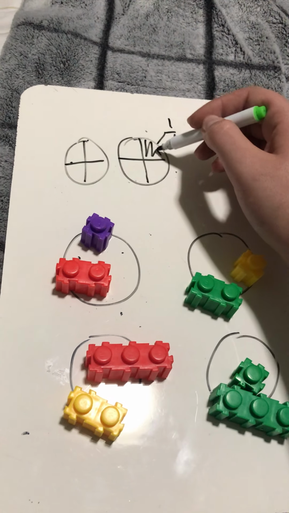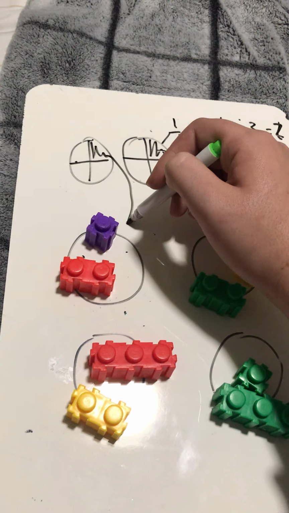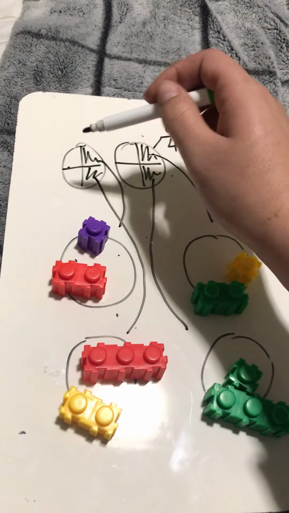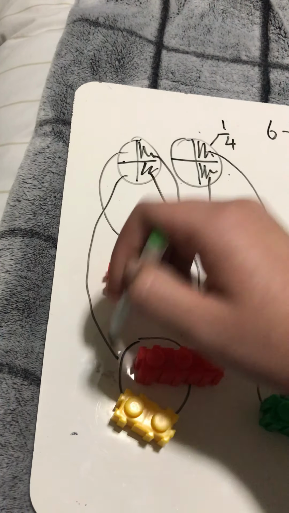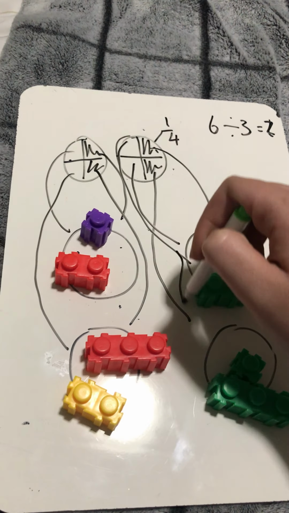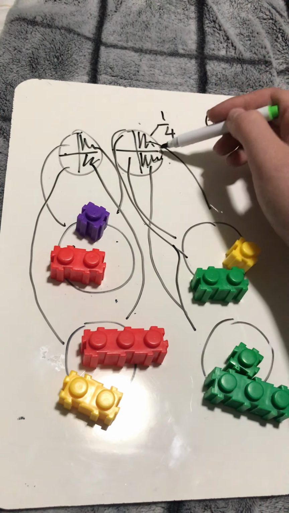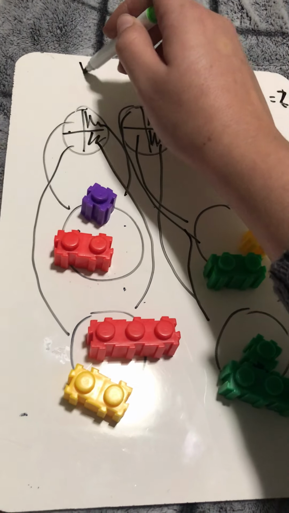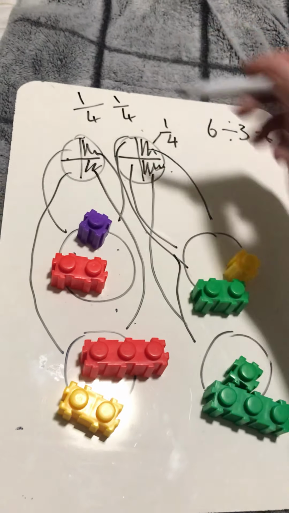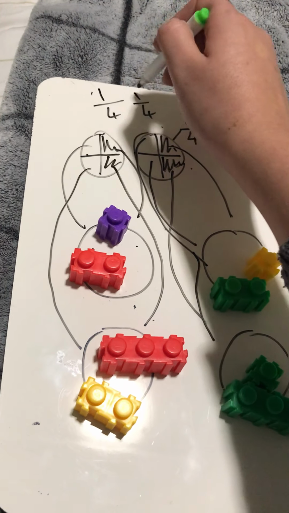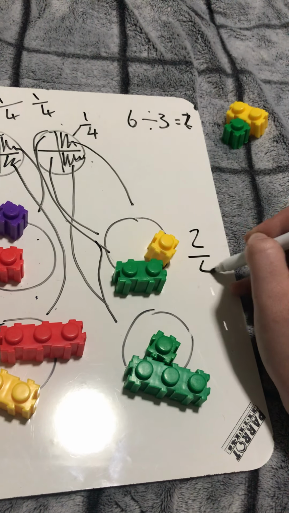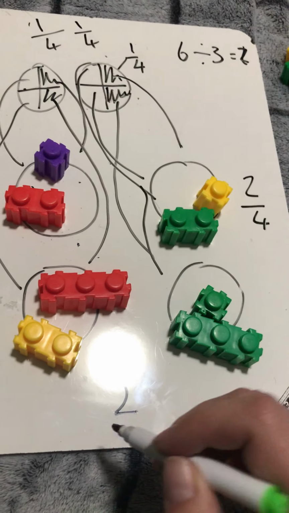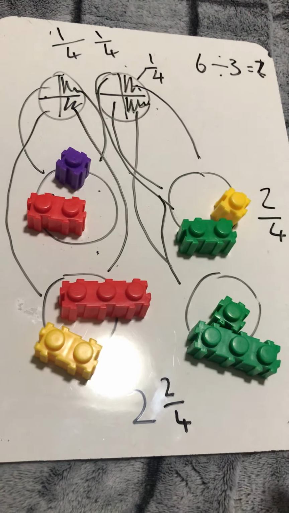Okay, so he can get 1, he can get 1, he can get 1, and he can get 1. Then we can do it again. He can get 1, he can get 1, he can get 1, and he can get 1. So now they each got 2 of their own. So he's got that one, and he's got that one. So they each get a quarter and a quarter. Now 2 quarters. Do you understand? So they each have 2 full ones, and 2 quarters.